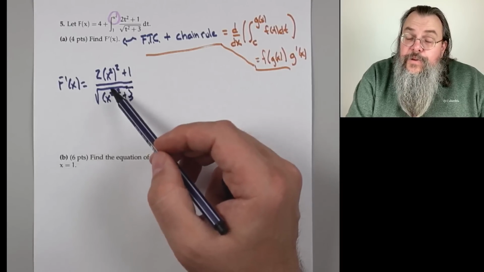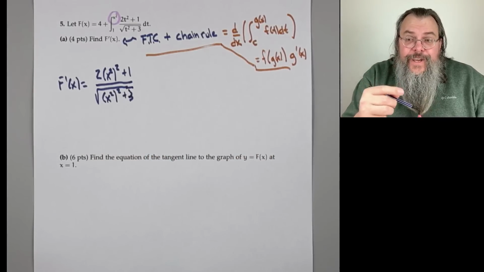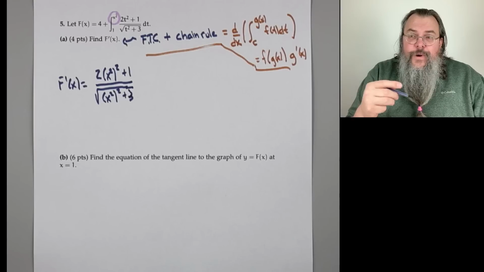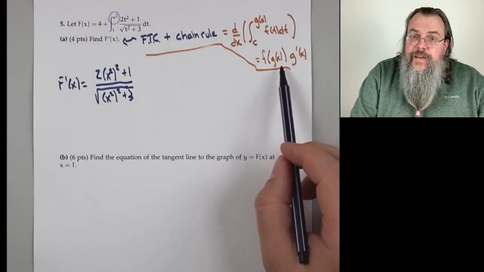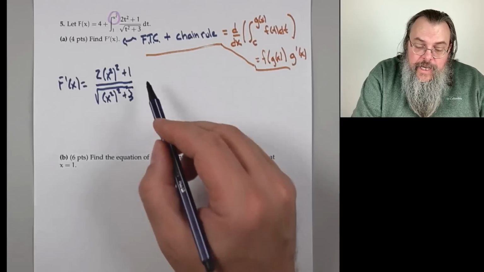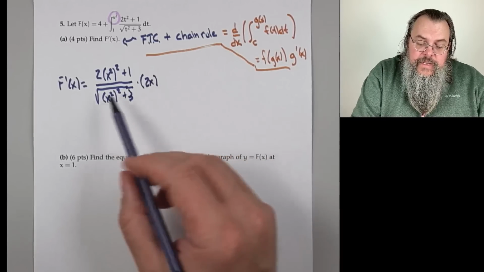Notice the use of parentheses. Parentheses are your friends. They will save you points. We want to use them. All right, now that's the f of g of x. Don't forget the g prime. So times 2x. And then we can clean it up.